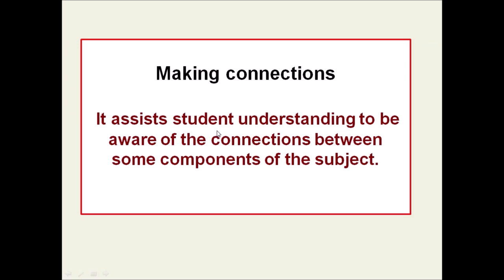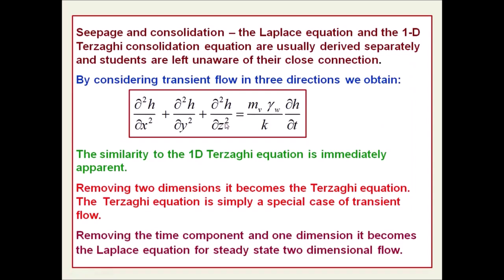It's useful to make connections between things, and I'll just talk briefly about a couple that I think are worth making. Seepage and consolidation. The Laplace equation and the 1D Terzaghi consolidation are usually derived quite separately in classes or in textbooks, and students are left unaware of their close connection. By considering transient flow in 3 directions, we can obtain that graph there very easily. It's the same process you use for determining the one-dimensional Terzaghi equation, except we've got flow in 3 directions.